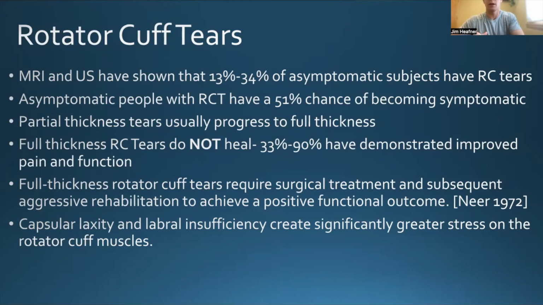And then capsular laxity and labral insufficiency are going to create greater stress on the rotator cuff muscles. So in addition to things like subacromial impingement, when someone comes in and they have capsular laxity or an issue with the labrum of the shoulder, the rotator cuff is going to have to work harder for stability, increasing the chance of injury to those muscles.